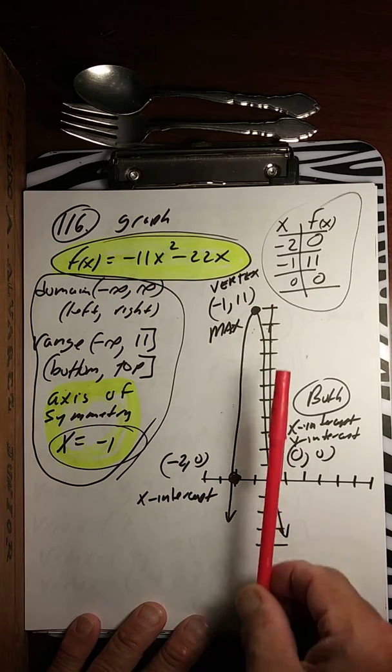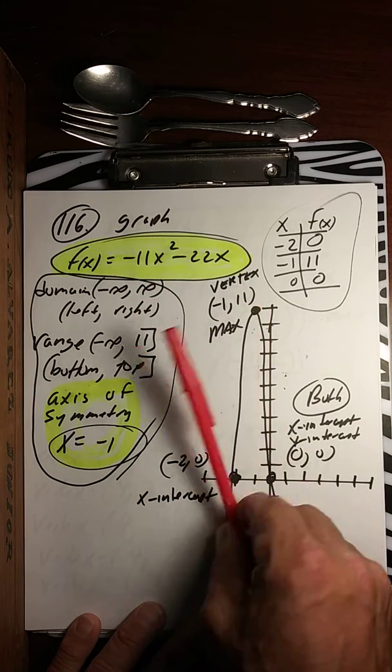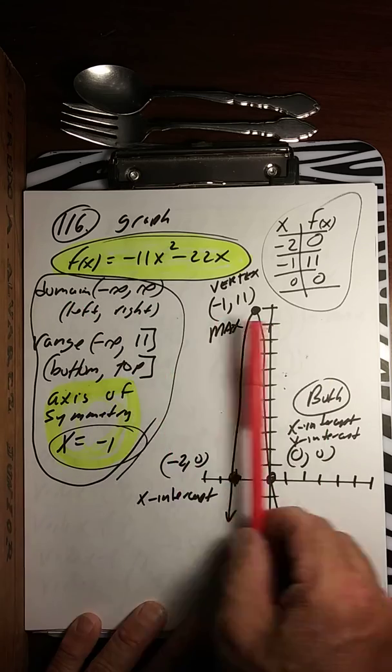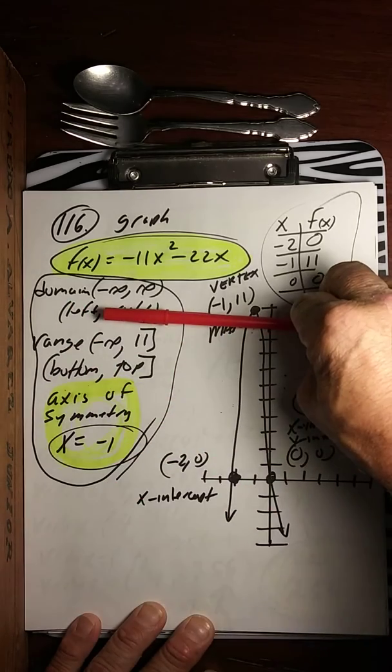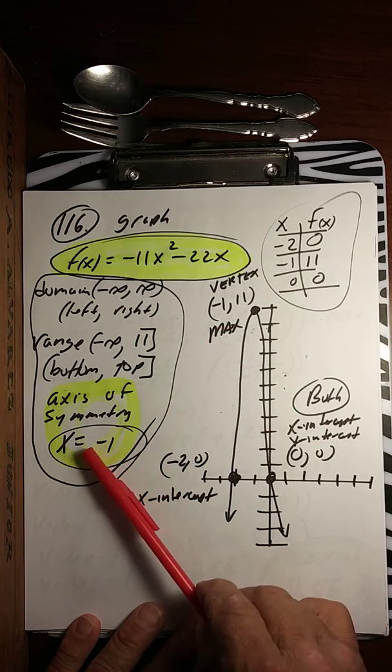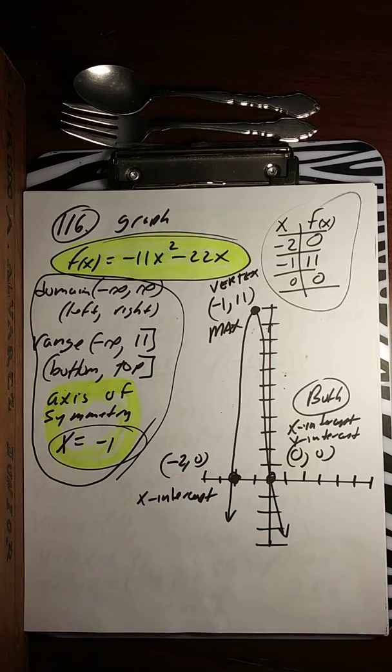Axis of symmetry is right there. x equals what? Negative 1. So domain, negative infinity to infinity. Range is negative infinity, stops right there, 11. Axis of symmetry, x equals negative 1.